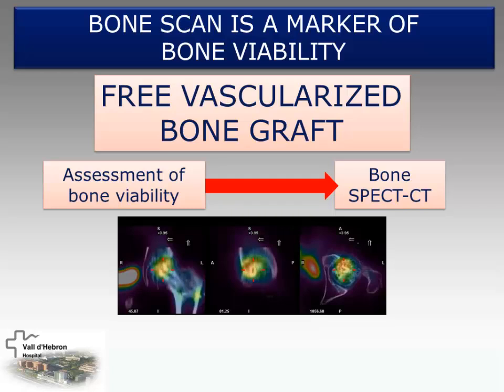Do you perform here in Kuwait the free vascularized bone graft, the traumatologist, the pediatrician, in pediatrics or in adults? Yes? Okay. I am going to show you some images about this technique, which is frequently used in my hospital for osteonecrosis or also for reconstruction after bone tumors. And the bone scan gives us an assessment about the bone viability in this kind of intervention.